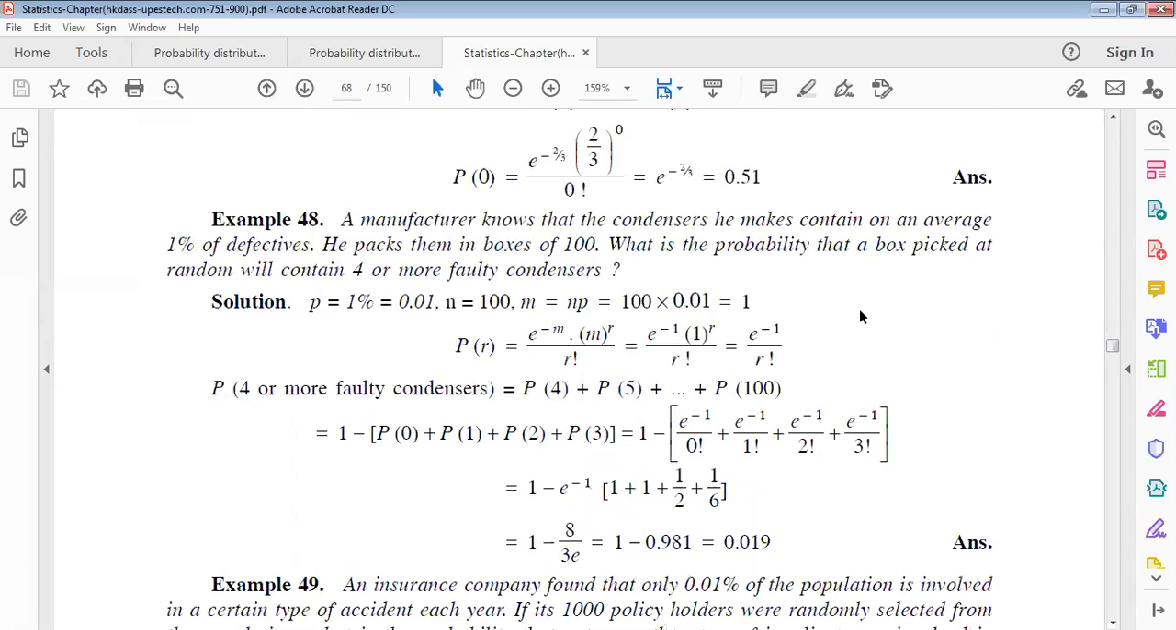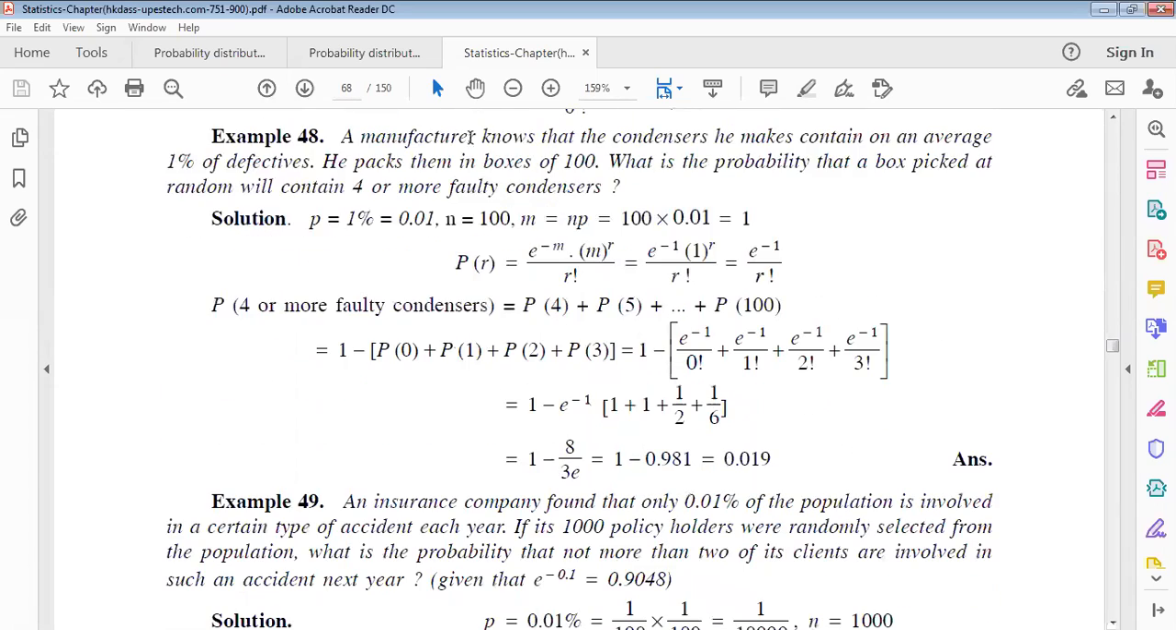Now another example, 48. A manufacturer knows that the condensers he makes contain on average 1% defectives. He packs them in boxes of 100. What is the probability that a box picked at random will contain 4 or more faulty condensers? The probability of a defective is 1%, and removing the percent, we get 0.01.